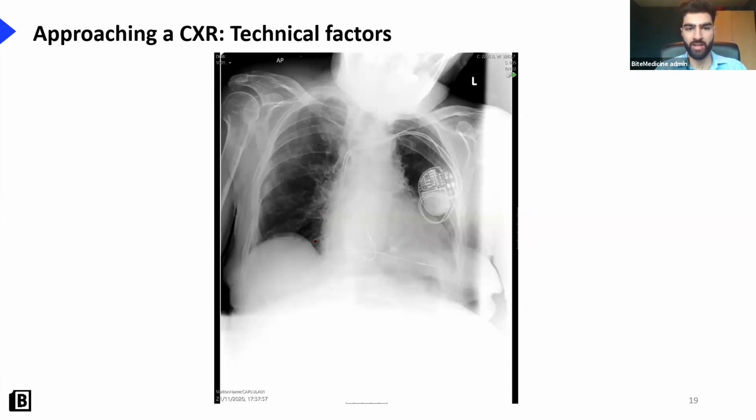Okay. Again, what's the issue here? What is the technical inadequacy here? So someone's asked, what if the patient can't take a deep breath in? Then obviously you just have to make do with what they can. If they can't take a deep breath in, then you'll just have a poor chest X-ray, but you can still interpret it.